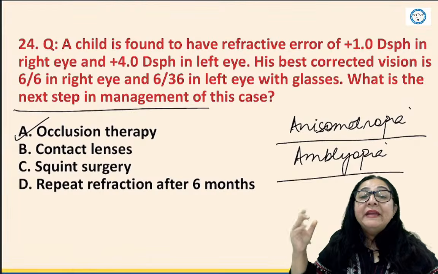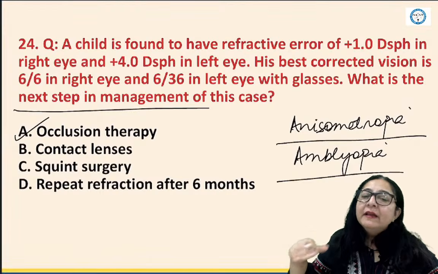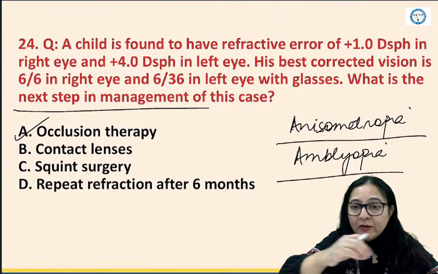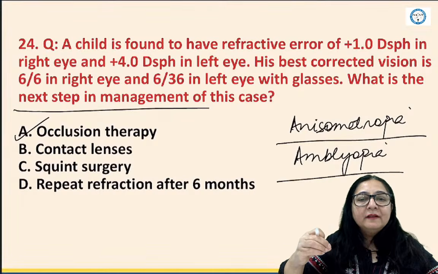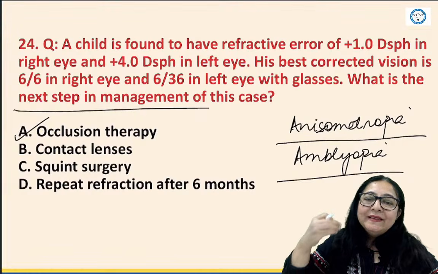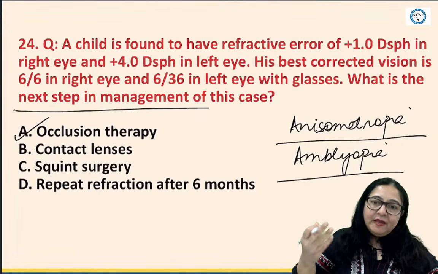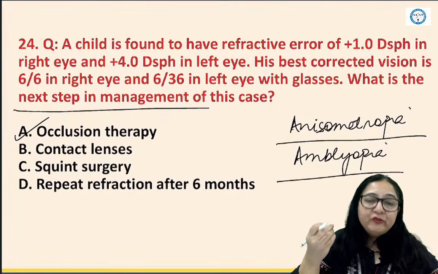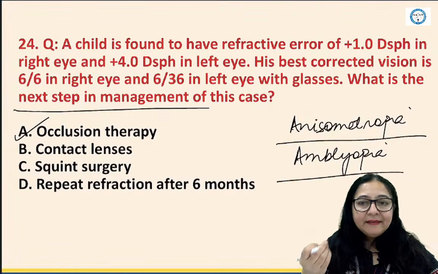Okay. Repeat refraction after 6 months. Yes, we will be repeating refraction after 6 months, but you will not just wait for 6 months. You will start the occlusion therapy because occlusion therapy is the mainstay of the treatment in the exam, beta.